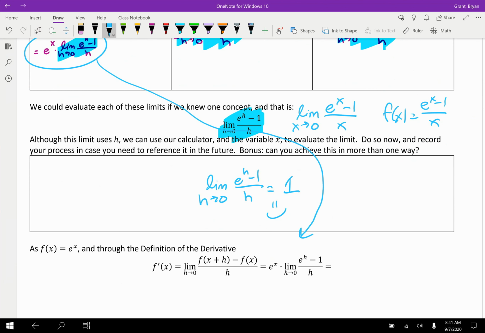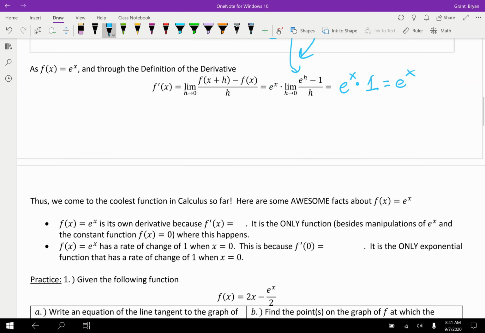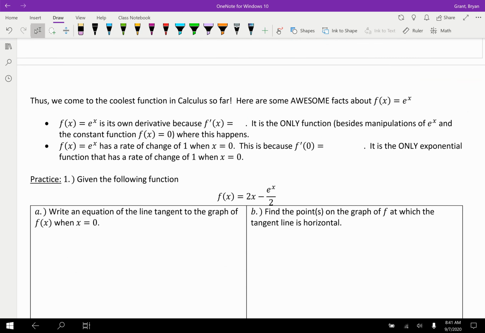We can jump back and actually evaluate this. So we factored out e to the x, and then we know this limit, so it's going to become e to the x times 1, which is just e to the x. That's wild. And why is it so wild? Because we just came to what is possibly the coolest function in calculus ever, but is definitely the coolest function we've reached so far. Because here are some interesting facts about e to the x.